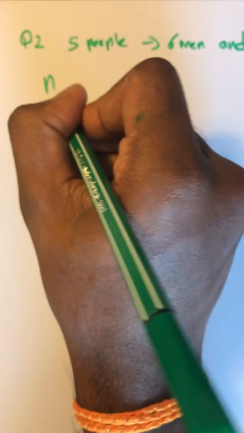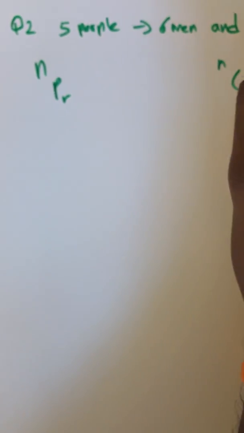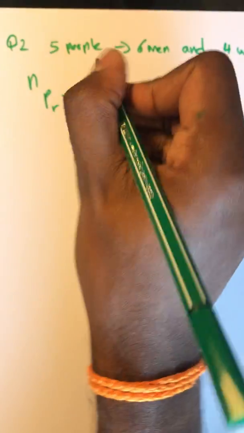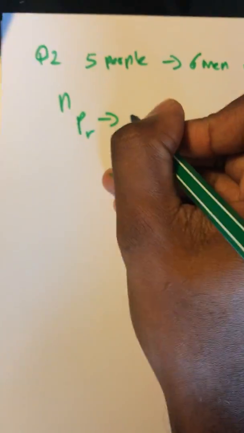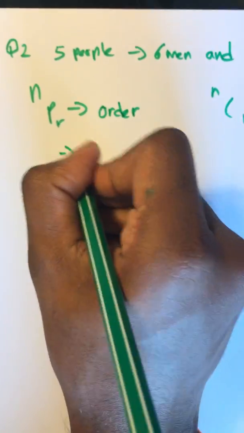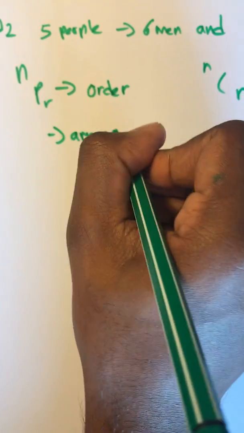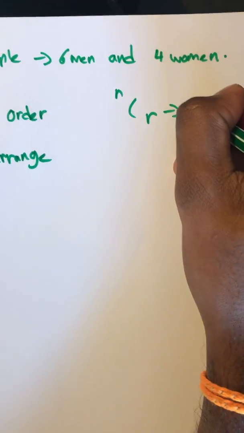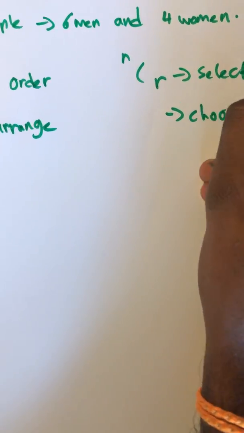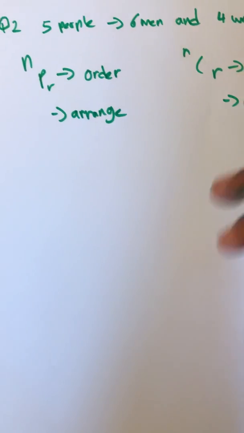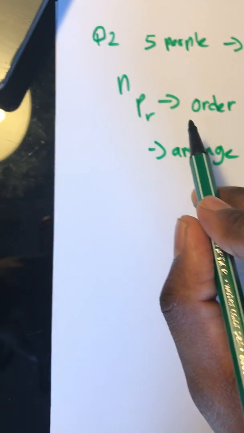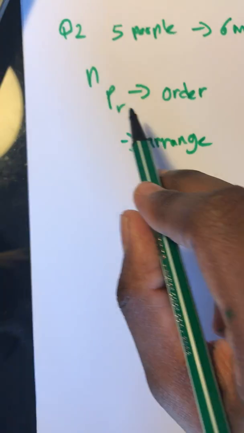Actually this one talks about nPr and nCr. How do we determine whether this question is talking about nPr or nCr? Usually if you want to use nPr, you have to search for the keyword mentioning either order or arrange. To use nCr, it's either select or choose. So if you see the keyword select or choose, use nCr, and if you see order or arrange, use nPr.